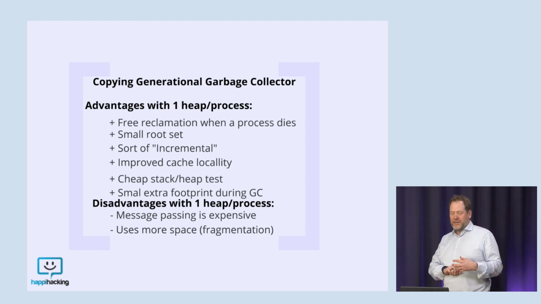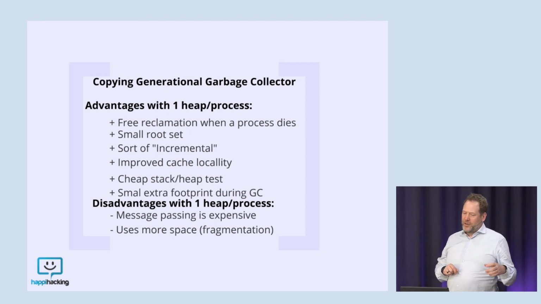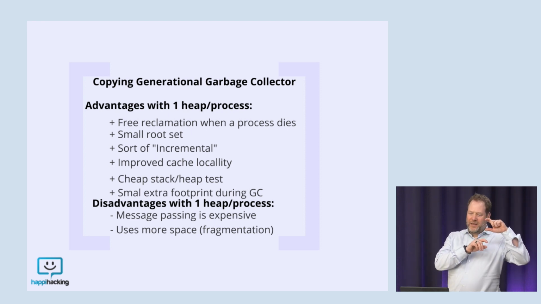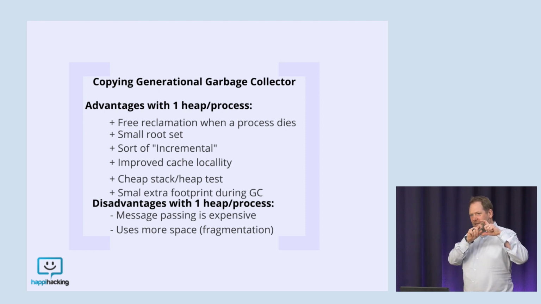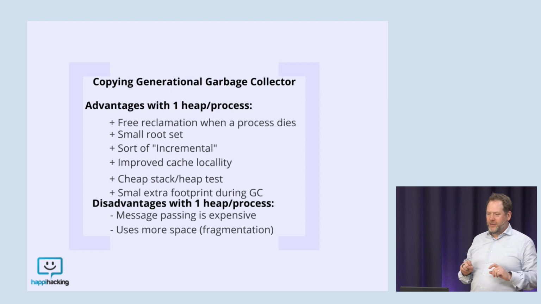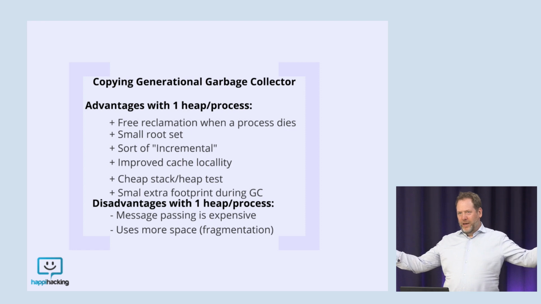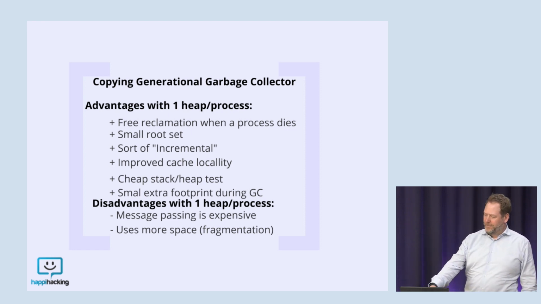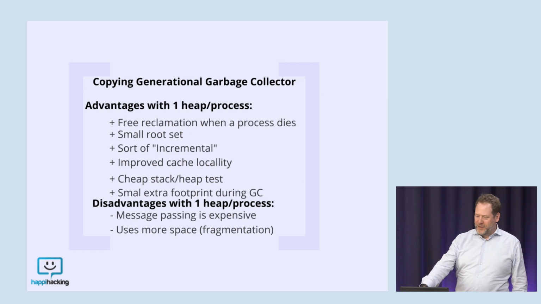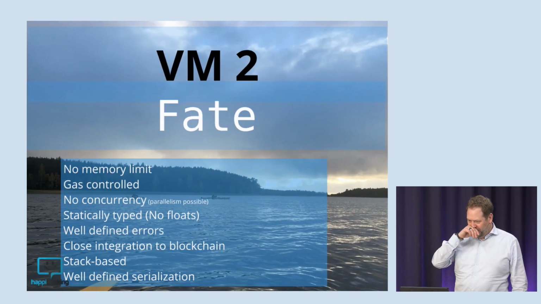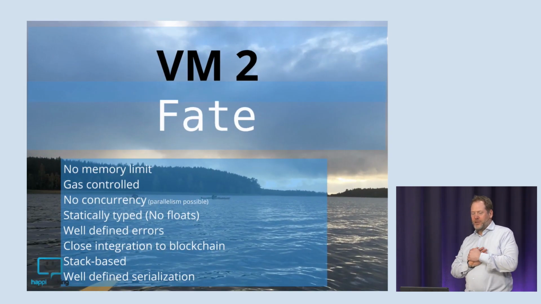On the other hand, message passing is expensive because you need to copy the message that you're sending from one process heap to another process heap. And it can also use a bit more space because the stack and the heap always have this free space in between, and this is not shared between processes, but each process is using up a little bit of space. If you only had one heap, then you would have the same free space for all and reduce the fragmentation that way. So those were some highlights of the theme.